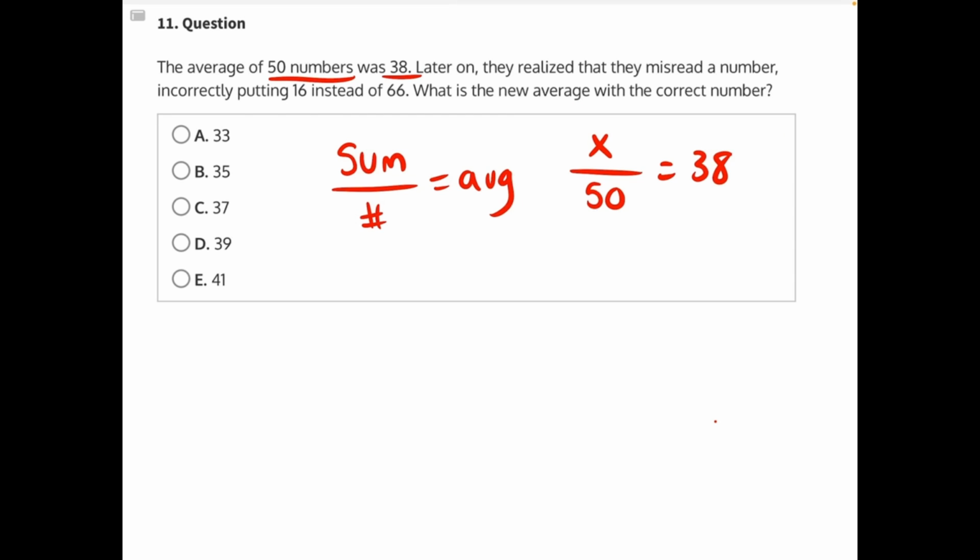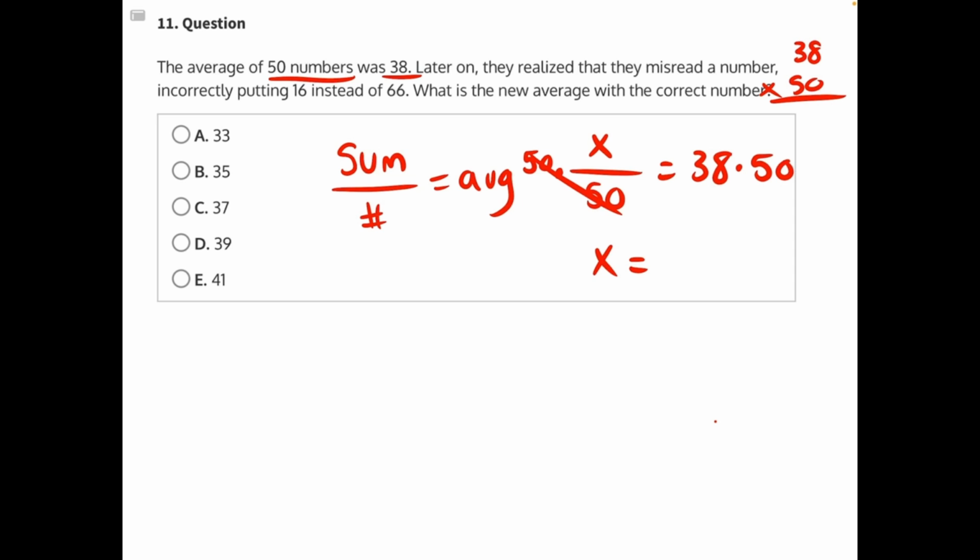If we do opposite operations to isolate x, we would need to multiply 50 to both sides because x is being divided by 50 and multiplication is the opposite. That will give us x equals 38 times 50, which we can do over here.